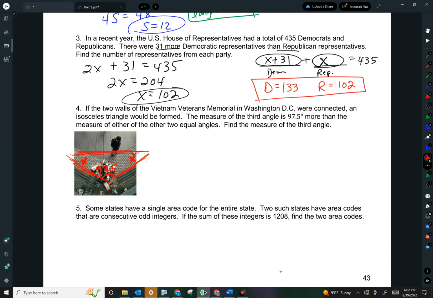So find the measure of the third angle. Well, do I have an equation? Well, gonna dig deep. What do I know about all three angles in a triangle? Don't I know that all three angles in a triangle have to total 180?